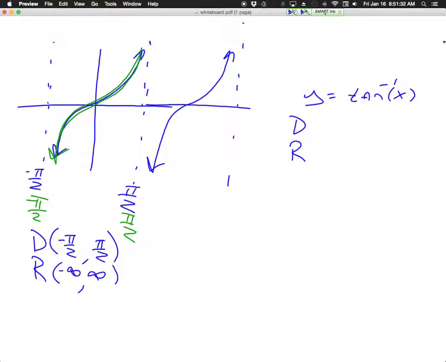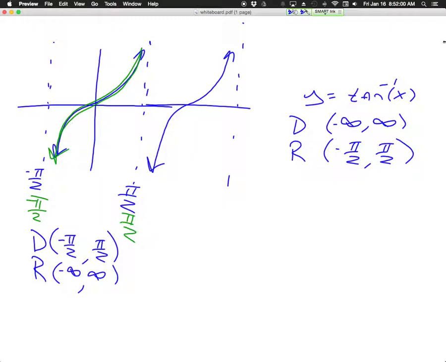So, what does that mean the domain of inverse tangent needs to be? Negative infinity to infinity. And what does that mean the range needs to be? Negative pi over 2 to pi over 2. Alright, what else do we want to do besides get the domain and range for inverse tangent? We want to graph inverse tangent.